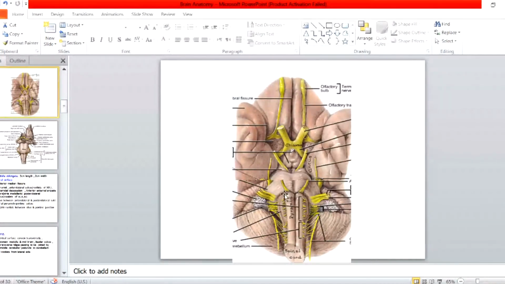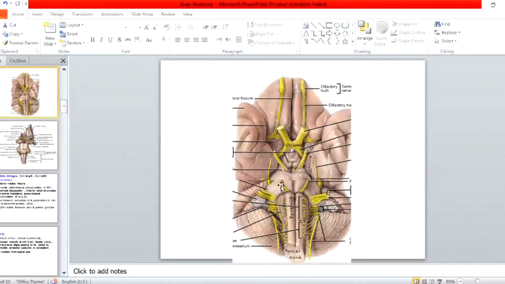Here at the pontomedullary junction arises the abducens nerve, the 6th cranial nerve. Then lateral to the olive emerge the facial and vestibulocochlear, the 7th and 8th cranial nerves. Below them in the groove, again lateral to the olive, emerge the glossopharyngeal, vagus, and cranial accessory, the 9th, 10th, and 11th nerves. Between the olive and pyramid emerges the hypoglossal nerve, the last cranial nerve. So the 6th, 7th, 8th, 9th, 10th, 11th, and 12th, 7 cranial nerves, emerge from the ventral aspect of the medulla oblongata.